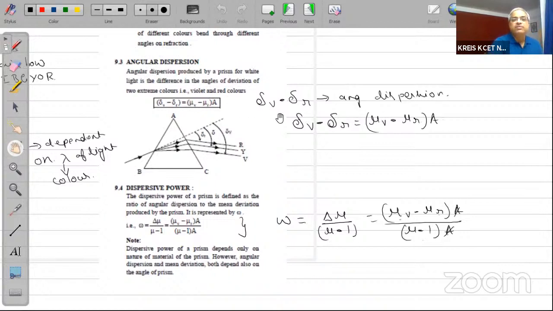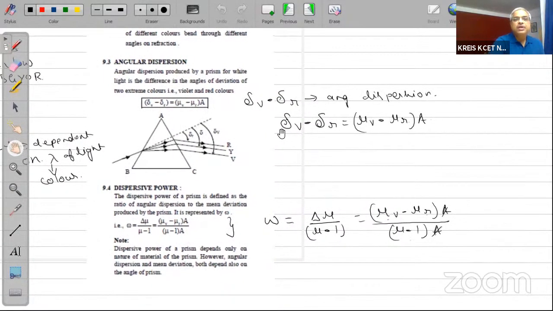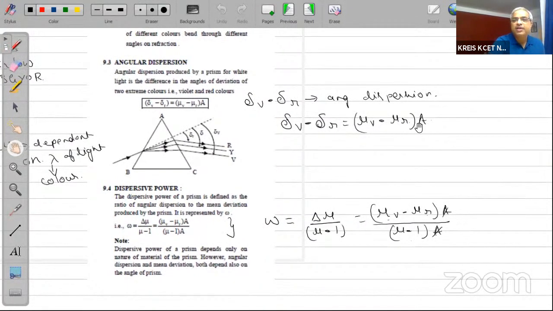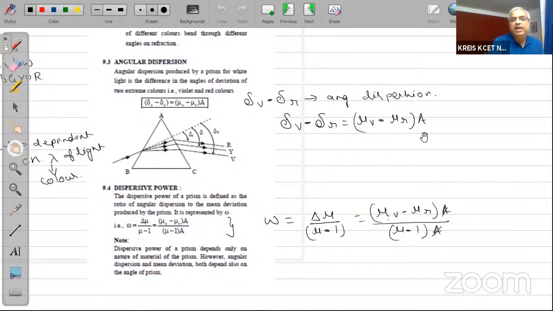In the previous class, we had discussed up to prisms and also looked at how the angular dispersion happens in case of a prism, where I had very clearly shown you the angular dispersion between the violet and the red is given to be mu v minus mu r into A, where A is the angle of the prism. Now today we'll continue with that.